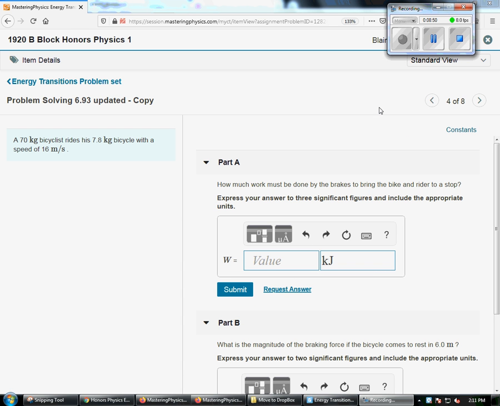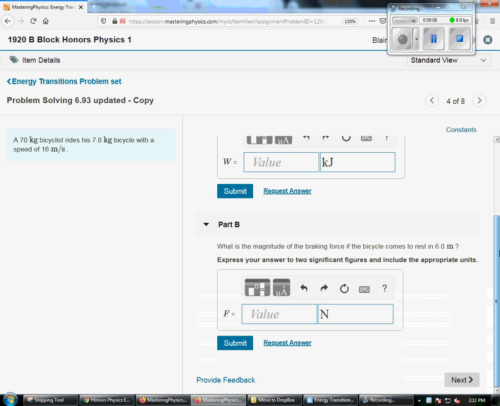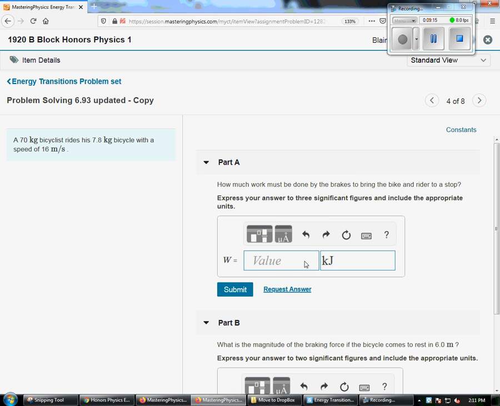All right, number 4. A 70 kilogram bicyclist rides his 7.8 kilogram bike with a speed of 16 meters per second. How much work is done by the brakes to bring the bike and the rider to a stop? And then what is the magnitude of the force on those brakes? And notice they want the work in kilojoules, right? Now you could do it just in joules if you go in here and delete the K. And it's smart enough it'll understand that. So it's up to you guys. Okay.